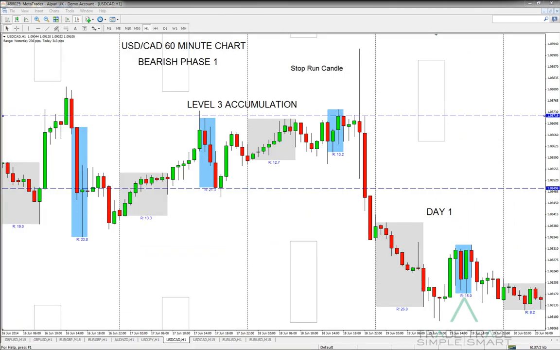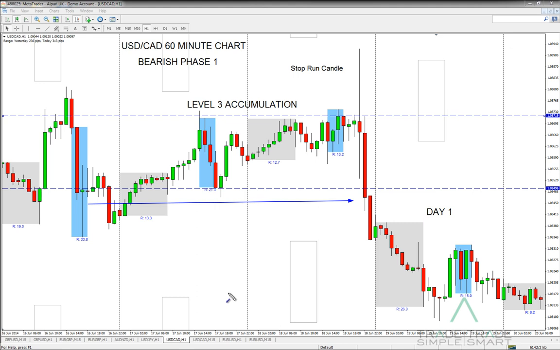In the second example, we're looking at the US dollar versus the Canadian dollar. Now, on the 1 hour chart, we can see that we have a clear level 3 accumulation cycle which has spanned the course of around 3 days. Just to go over the process, we're first going to be looking for manipulation to take place during the level 3 accumulation stage. This will then unfold phase 1 of the smart money weekly cycle.